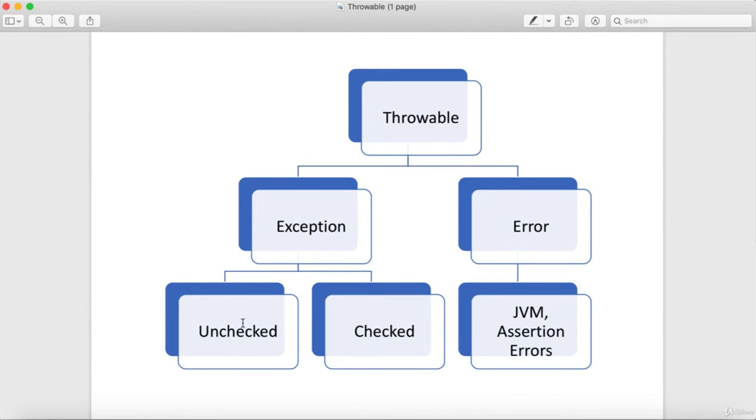So what is an unchecked exception, and what is a checked exception? These things we'll see in the next session.